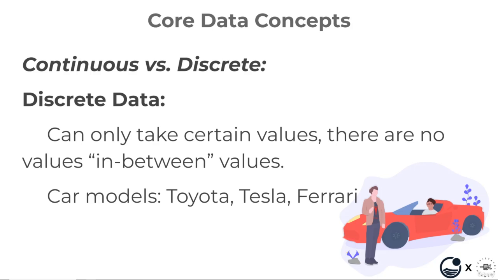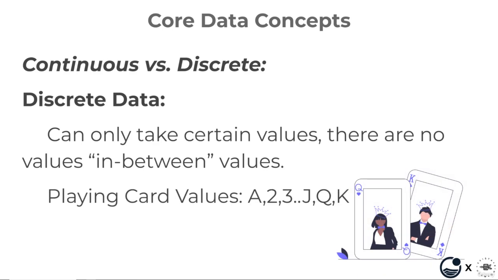So it has to be a brand or model of a particular car. I should point out that you can also do this with playing card values that have some numbers in them. For example, playing card values have to be ace, 2, 3, jack, queen, king, and so on. There's no playing card value that's 2.5 or in between certain values. So don't get confused with discrete versus numeric data. You can have numeric data that is also discrete data depending on the context.